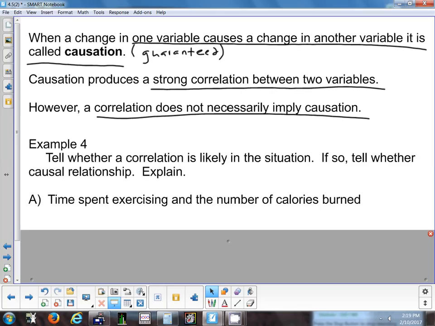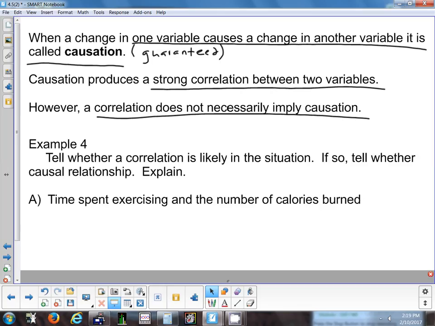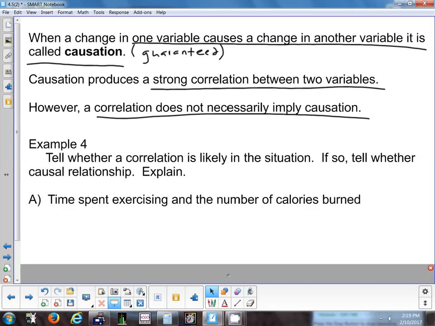So time spent exercising and the number of calories burned. Do you think that there's a correlation there? I'm not asking if there's a guarantee yet, but do you think there's likely a connection between the time you spend exercising and the calories you burn? At least, most likely a relationship. So tell whether a correlation is likely. So yes, there's probably a pattern with exercising and calories burned. Yes, correlation is likely.